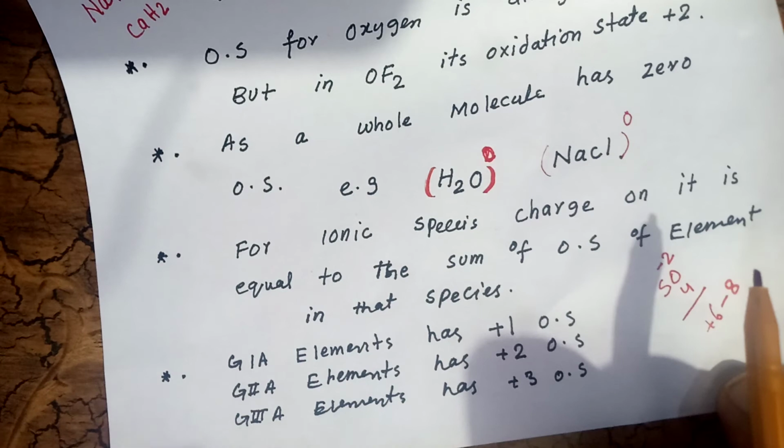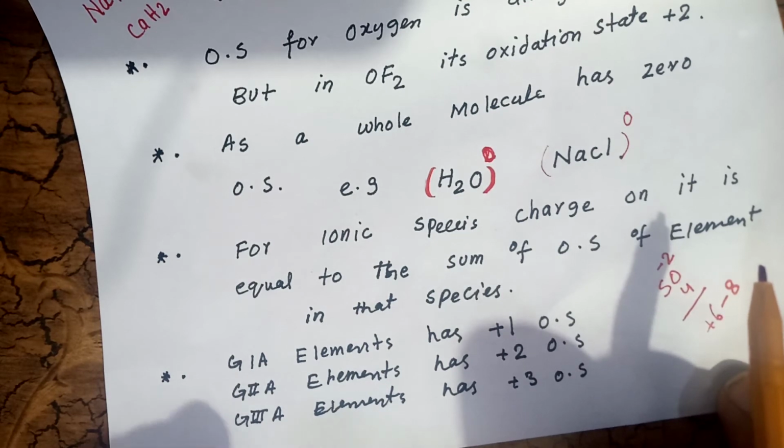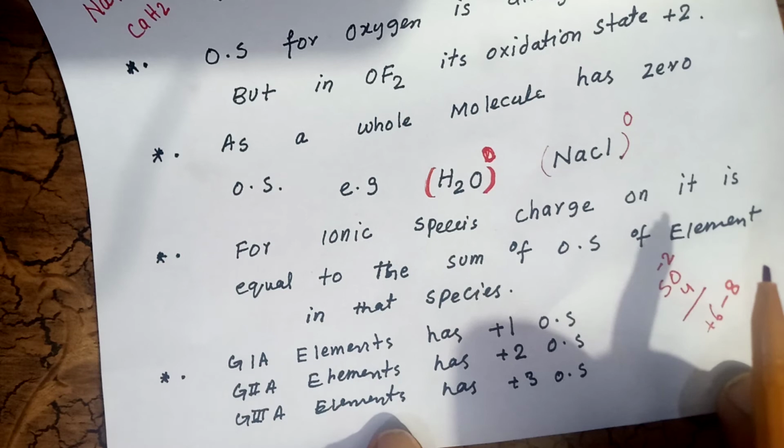And group 2A elements are calcium, magnesium, beryllium, strontium, barium, radium. These are the group 2 elements, so they have the oxidation state of +2 always. And group 3 elements, boron, aluminium, gallium, indium, thallium, they have the oxidation state of +3.